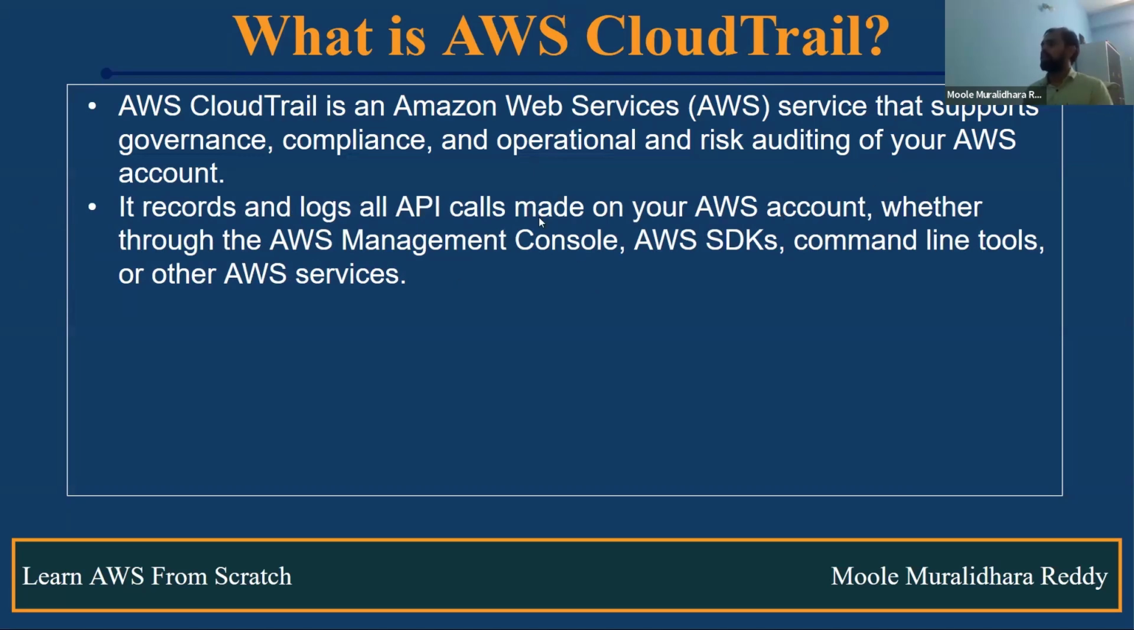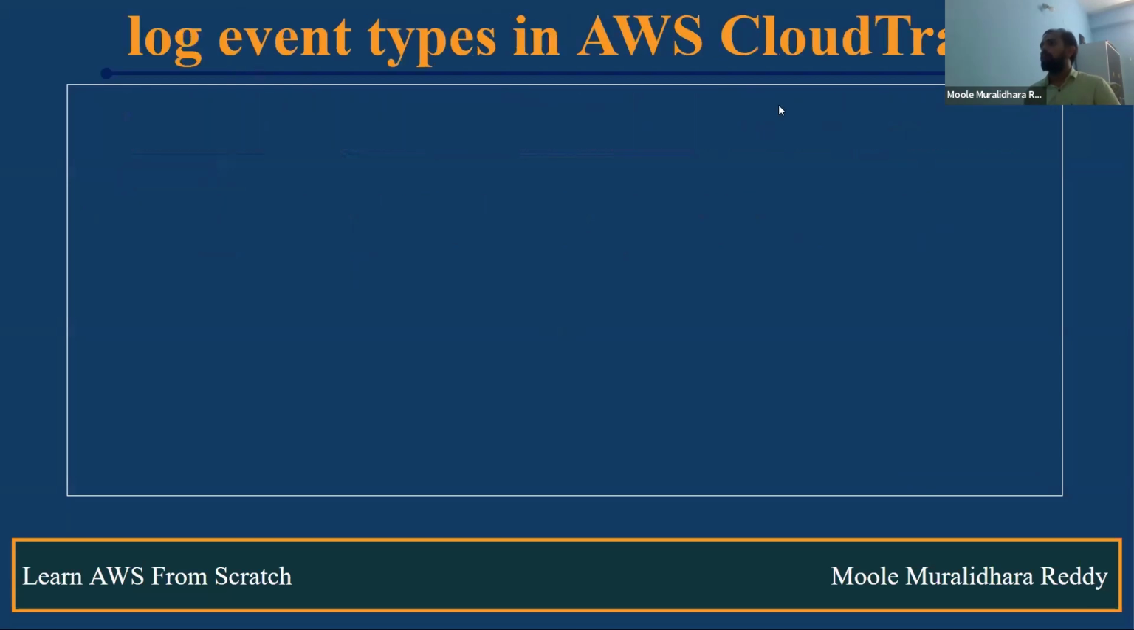Whether you did it through the AWS console, the AWS SDK, or the command line, it will be captured. Also, if some other service does something, for example an auto scaling group deletes an instance, that information will also be captured. There are different types of log events available in CloudTrail.